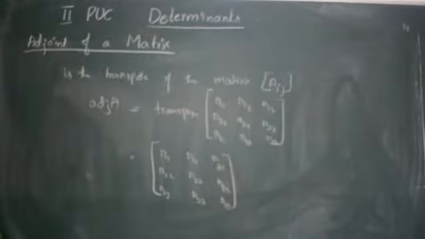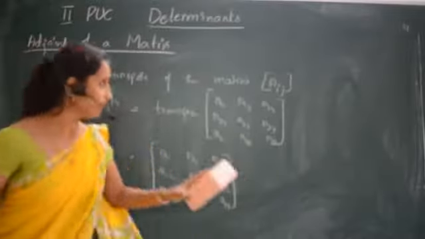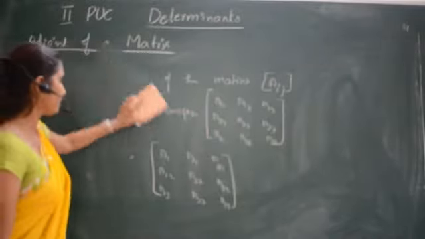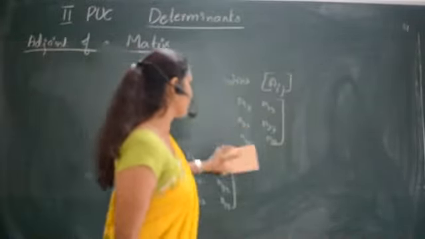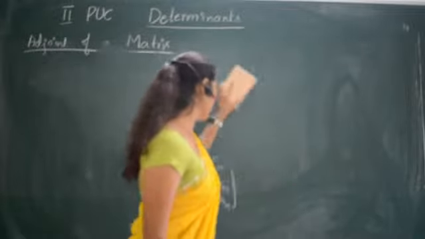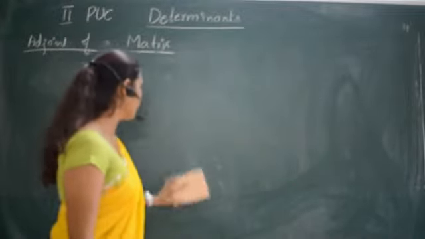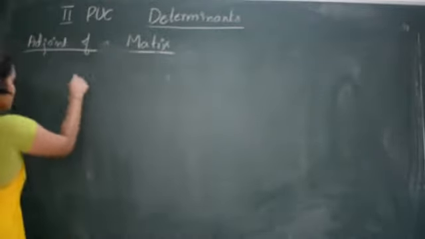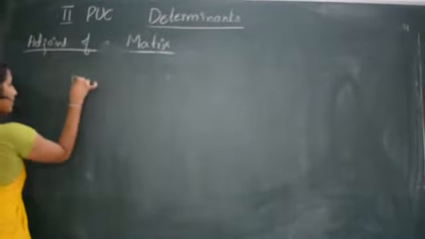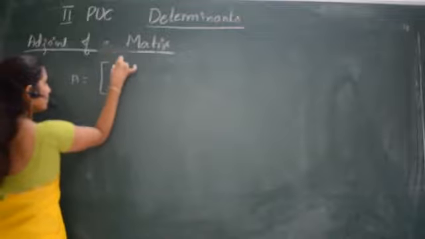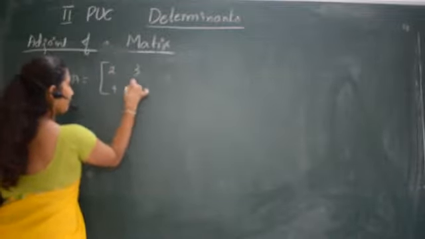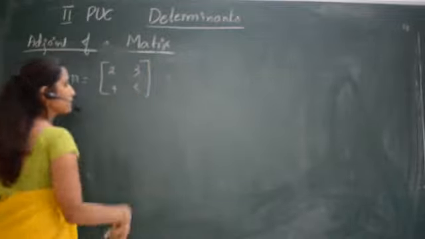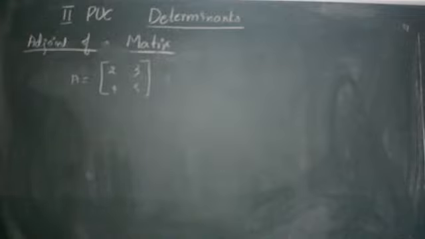So how to find it? What example can I give? If I take a 2 by 2 matrix, how do we calculate the adjoint? Before calculating the adjoint, first we have to calculate the cofactor of each element. So if I consider matrix A equal to this, so this is the matrix. First we have to calculate the cofactors.